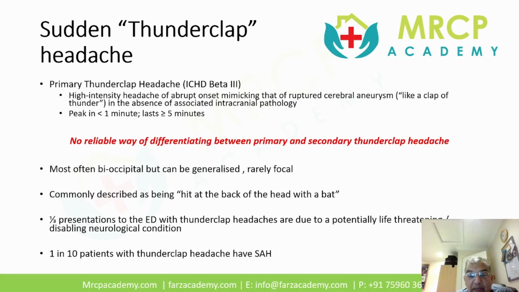Now, talking about thunderclap headaches, the most important thing to know is how quickly the headache has reached its maximum. Usually it peaks in a minute, and sometimes can abate fairly quickly as well. It's a high intensity headache. It's almost like someone's hit you on the head. There is a primary thunderclap headache as well, which does not have any underlying cause. On the other hand, it could be secondary to an aneurysm.